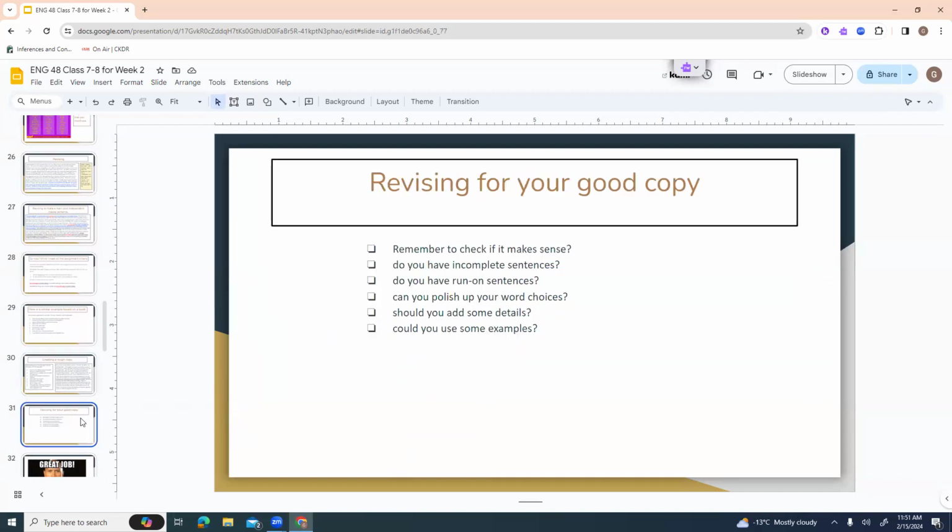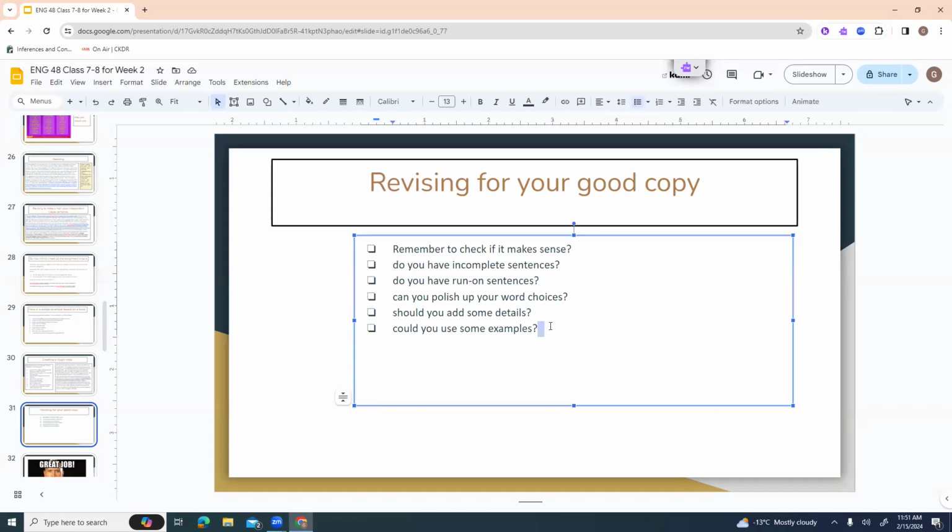Then again, I would go through what I would advise. Check if it makes sense. Do I have incomplete sentences? Do I have run-on sentences? Can I polish up the word choices? Should I add some examples? Should I add some details? Does it meet the assignment criteria?